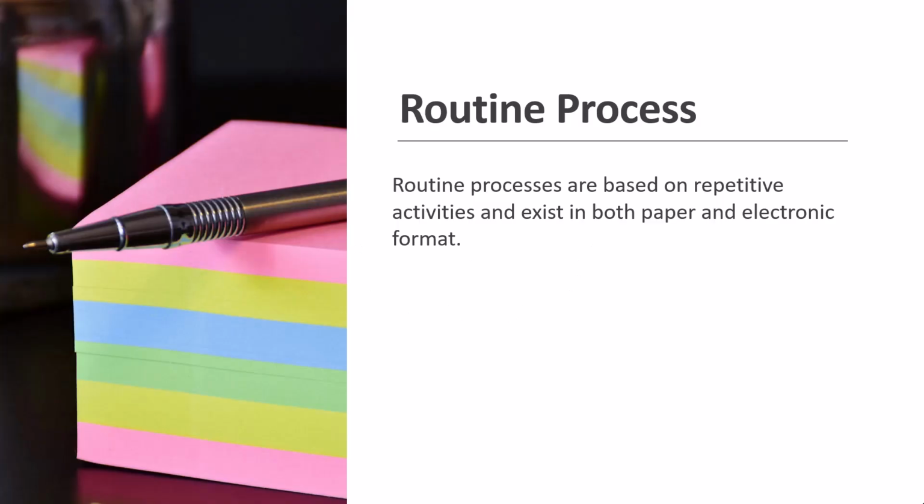Routine processes. Routine processes are based on repetitive activities and exist in both paper and electronic format. For example, an application process might include a paper application along with electronic communications. In a paper-based system, the email would be printed and kept with the application. In an electronic record system, the paper application would be scanned and saved with the email. In the hybrid system, this process would require the development of chosen guidelines based on office needs. For example, in an organization where various employees need to access the information, they might require the application be scanned.